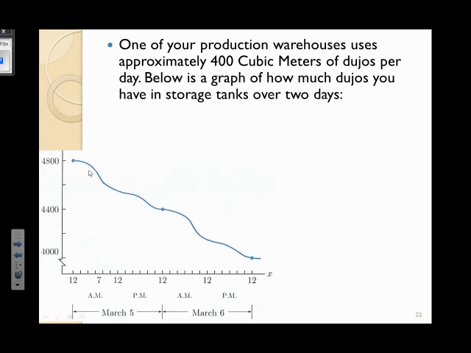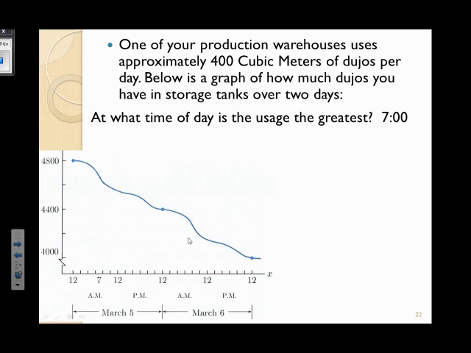So you start here and realize the usage is varying throughout the day. It has a different rate at different times because it goes down steeper in some places than in others. At what time of day is the usage the greatest? Well, I'm going to suggest that at 7 o'clock, the usage is the greatest.